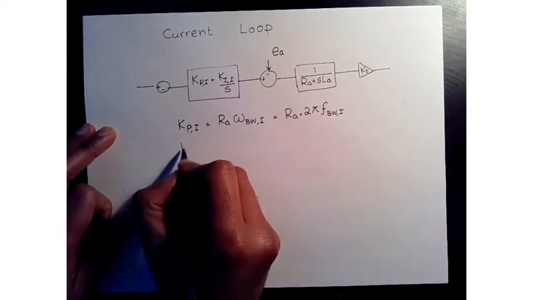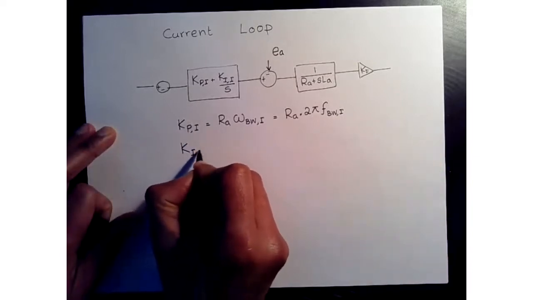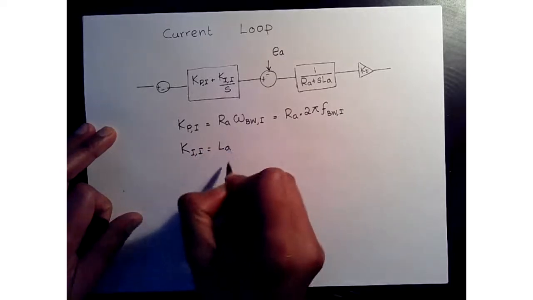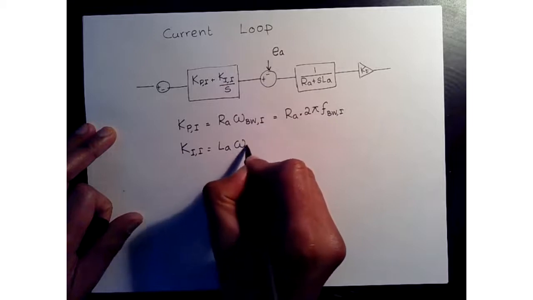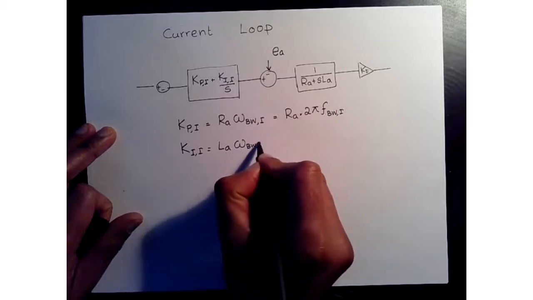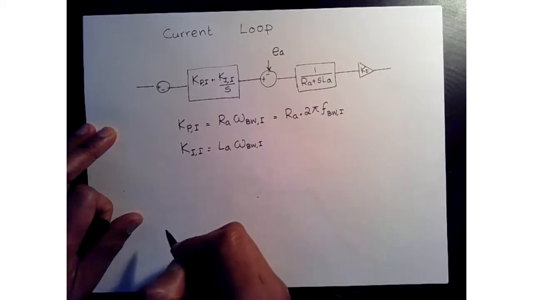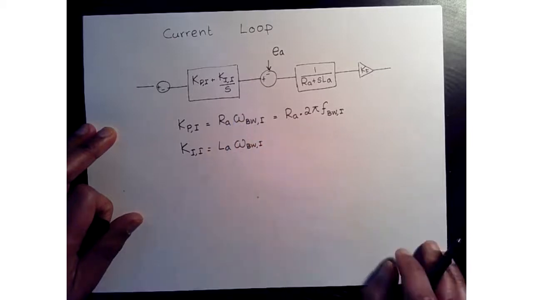And then for Ki of I, I'm going to say we'll choose LA, the inductance, times omega bandwidth comma I. It is the same bandwidth. Note that. It is the same bandwidth.